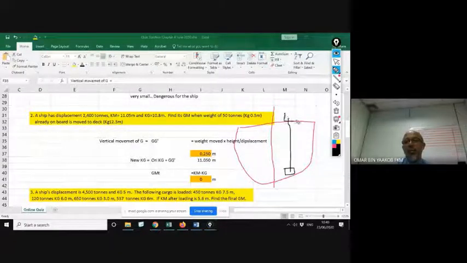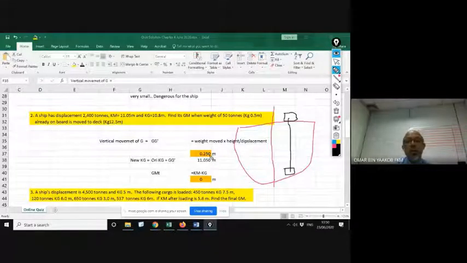Okay, and move up. So how far is that movement? It's 12 meter movement, right? 0.5 meter to 12.5 meter. So the movement up here is actually 12 meter. Okay, so just vertical movement, GG dash, is weight moved times height divided by displacement.